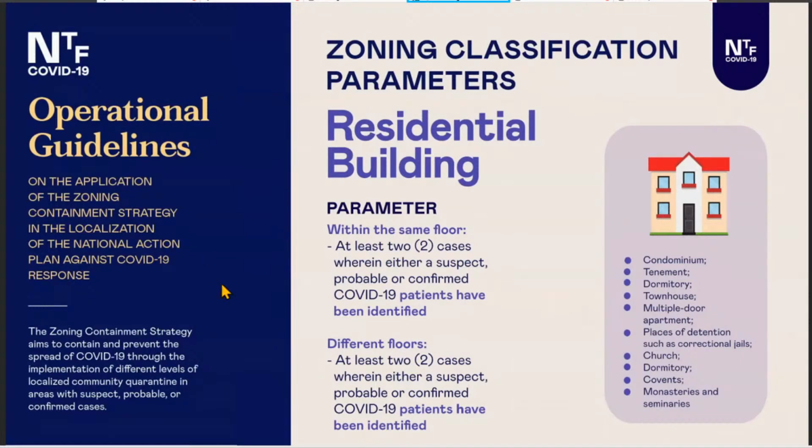The residential building is defined as condominium, tenement, dormitory, multi-door apartment, places of detention such as correctional jails, or formation places such as church, dormitory, or convents or monasteries. For a residential building with floors, a residential building floor shall be categorized as critical zone if two cases of either suspect, probable, or confirmed COVID-19 are present in two different units within the same floor. And for a residential building that will be categorized as critical zone, ibig sabihin pag critical zone, yun yung ilalockdown, at least two cases of either a suspect, probable, or confirmed COVID-19 are present in two different floors.